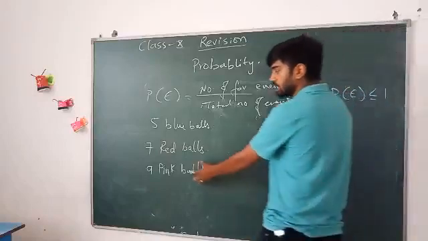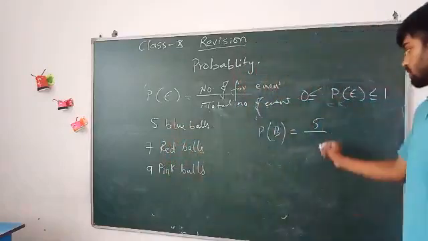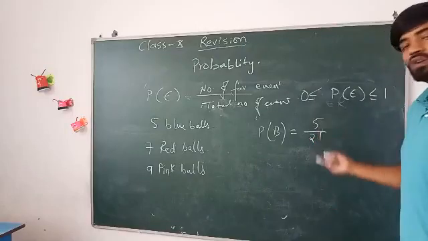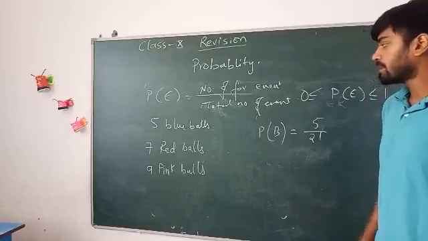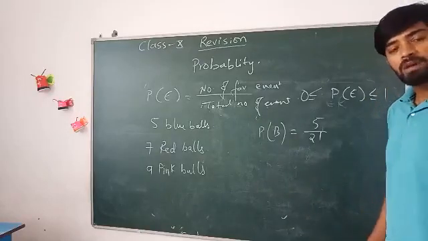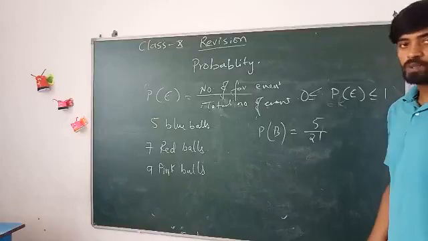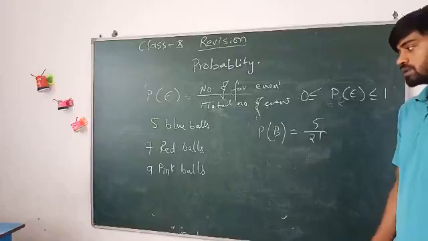Now total number of events are how much? 9 plus 7, 16, 16 plus 5, 21. So 5 upon 21. You can't solve this into the lowest term, so this is your answer. What is the probability of getting a red ball? That is 7 upon 21. But 7 can be divided into 21, right? 1 upon 3. So that's your probability. 9 upon 21 for pink balls.